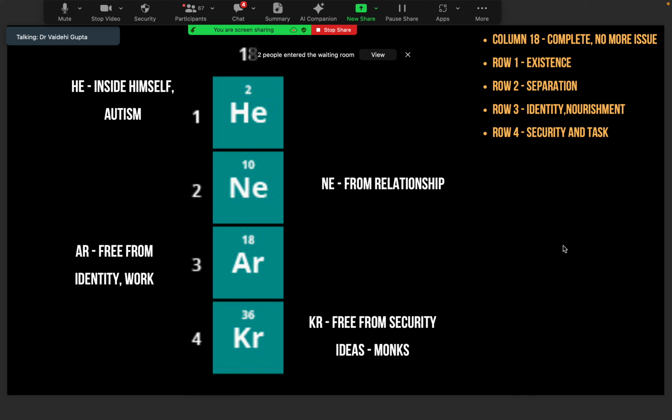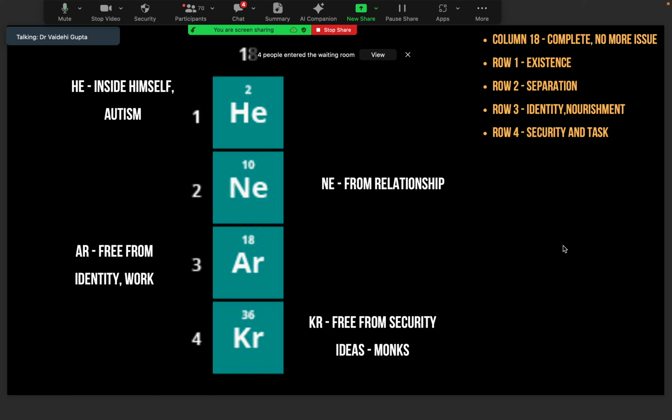Inert gases are quite suitable for autism, because autism patients, ADHD patients, Down syndrome patients are quite in their own life, their own shell. They used to be happy. They don't bother about a job or identity, or what people will think about them. So column 18, especially helium, neon, argon, are quite suitable for autism.